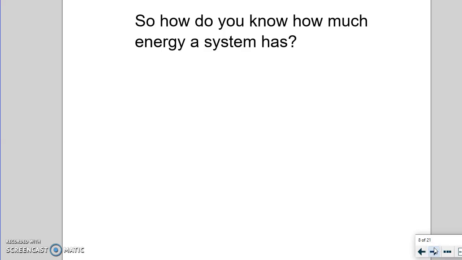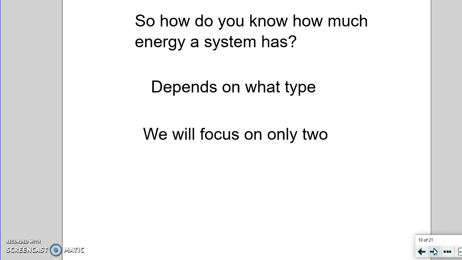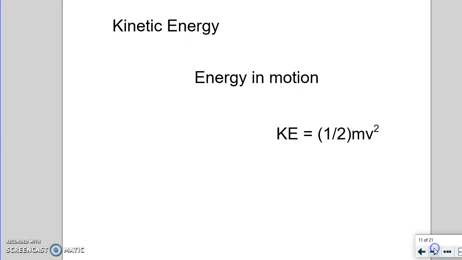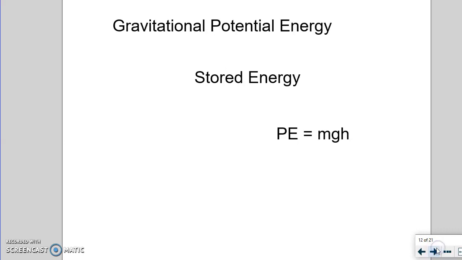So how do you know how much energy a system has? Depends on what type of energy that you are talking about. We will focus in this lesson on only two types of energy. Kinetic energy, which is energy in motion, and the formula for kinetic energy, often abbreviated just K, but I'll be using KE most of the time, is 1/2 mv squared, where m is the mass in kilograms and v is the velocity in meters per second. Remember, just the v is squared, not the mv completely.